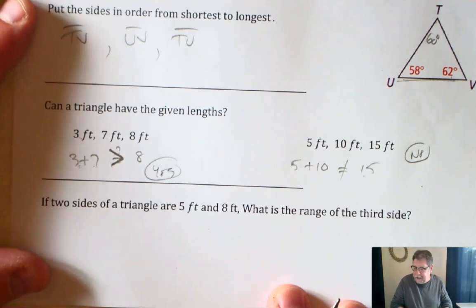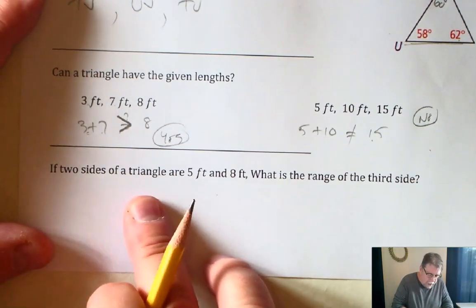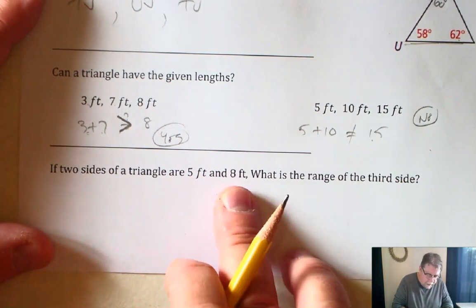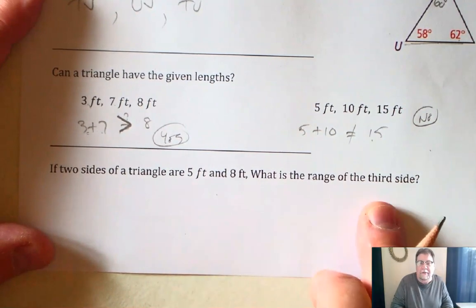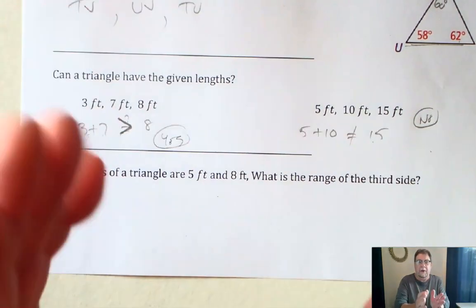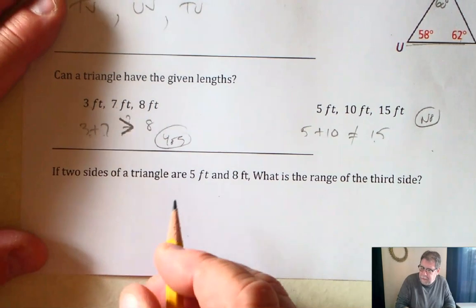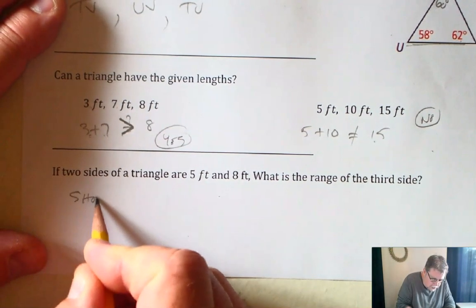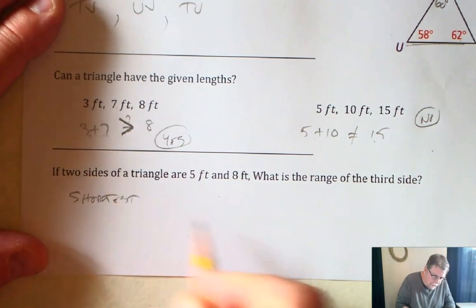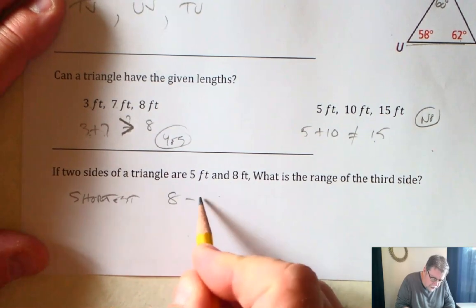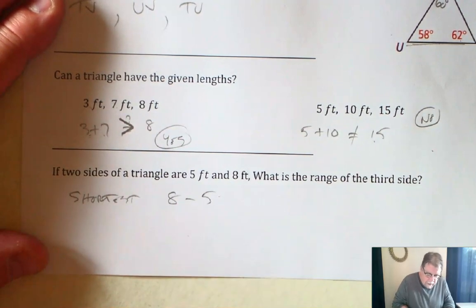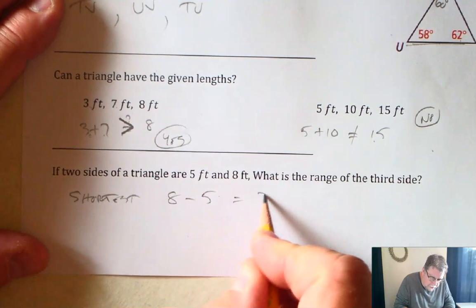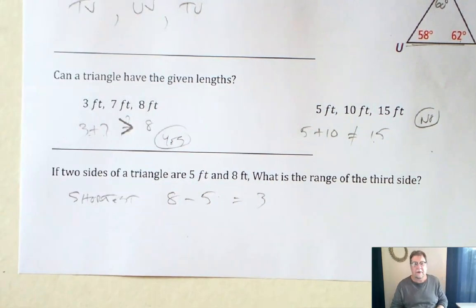And last but not least, we have two sides of a triangle that are 8 feet and 5 feet. What's the range of the third side? So we have a triangle that we can move around here. Basically, the shortest side we could have would be taking the 8 minus the 5. If you subtracted that, you'd get 3. So the shortest side that the triangle could have is 3. It actually can't equal 3, but it has to be slightly larger than 3.